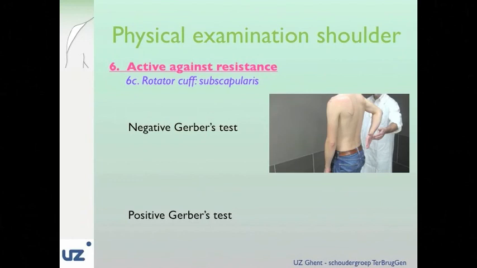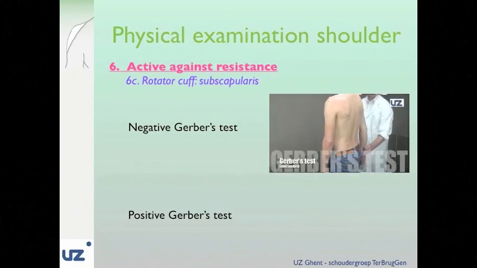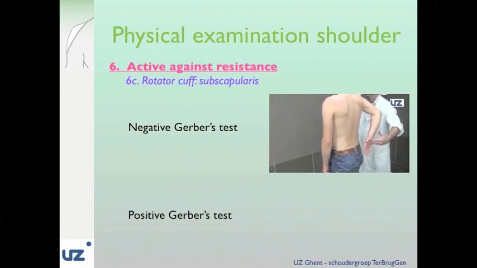Next, the subscapularis tendon. The first test is the Gerber test. The patient places his arm on the lower back with the palms facing outwards. This removes the influence of the pectoralis major and simply lifts the arm away from the body. If the patient is unable to lift the arm or hold the arm away from the body, this is called a positive Gerber test and it's indicative for subscapularis insufficiency.